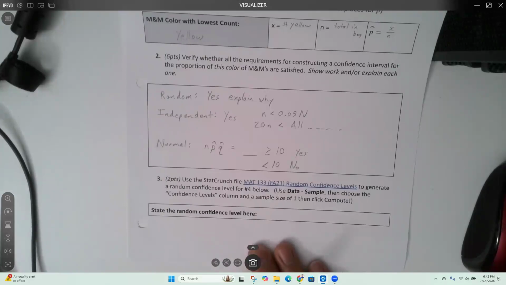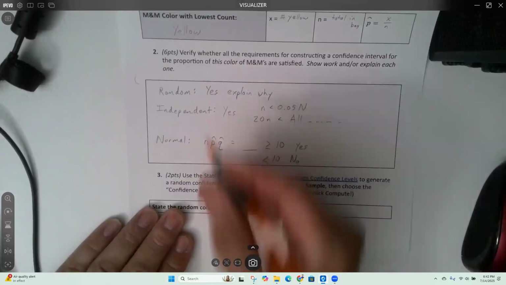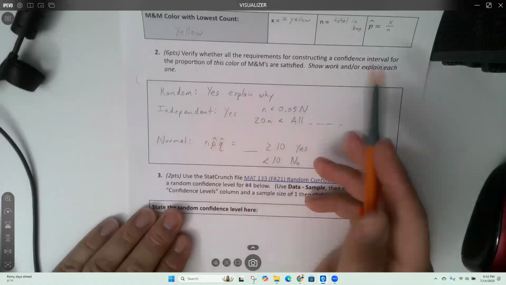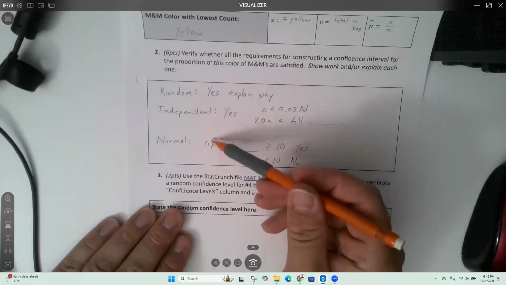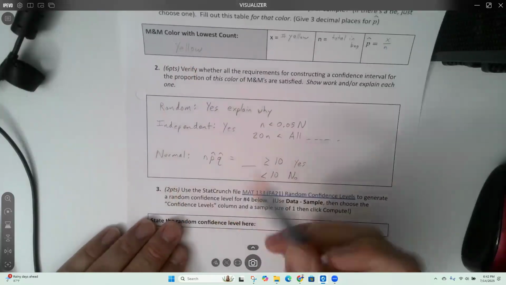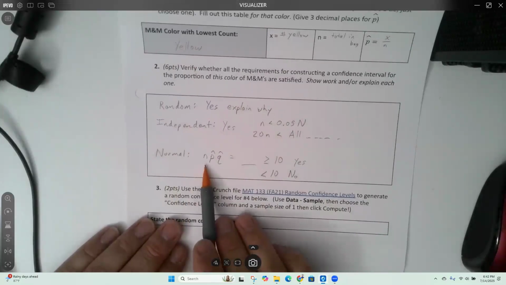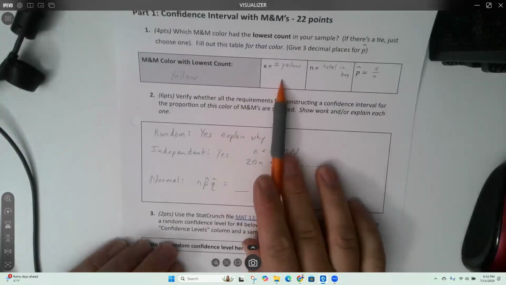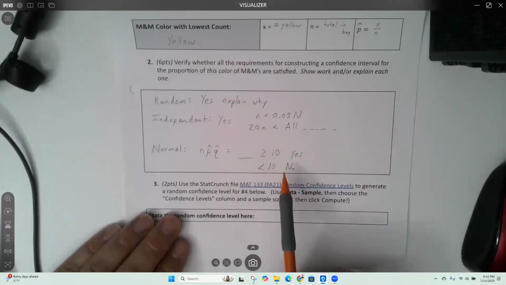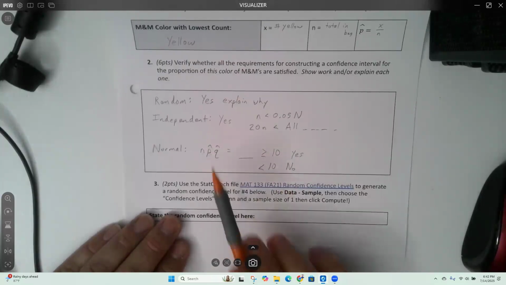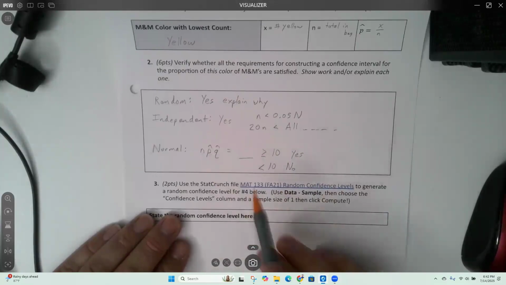Okay. So p hat, that's going to be x over n. So it's the probability of getting, in my case, yellow. Yours might be a different color. But it's basically the number of successes. Okay. So if you're already below 10, then you're definitely going to get a no. Okay. So if you have 1 brown, then it's going to be a no.